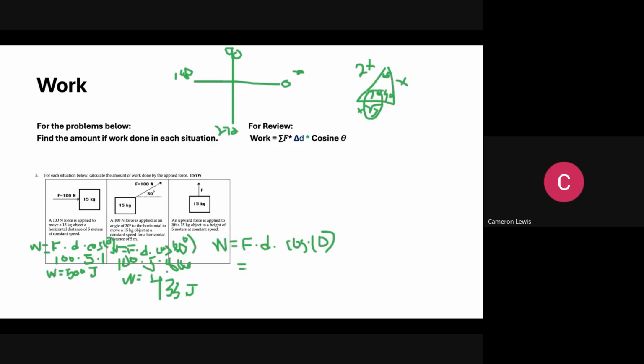But then that brings us to this point, right? We have a distance, which is 5 meters. This ends up being 1. But now we need to figure out what our force is. What is our force? Is there a way that we can calculate our force?